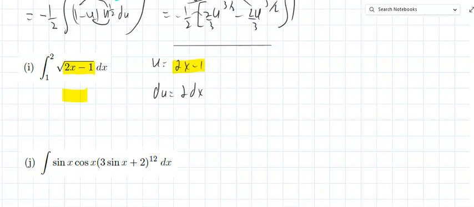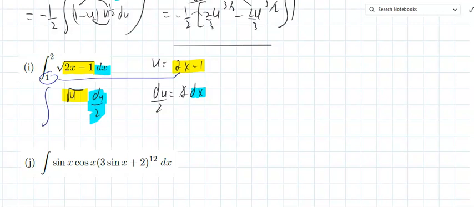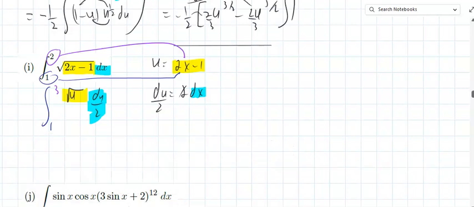Put a u in there. Du is simply, dx is simply du over 2. Change the limits on the integral. That will be very wise. If x equals 1, 2 minus 1 is 1. And if x equals 2, 2 times 4 minus 1 is 3. This way I don't have to go back to x. It is a neat trick that you should learn and use.